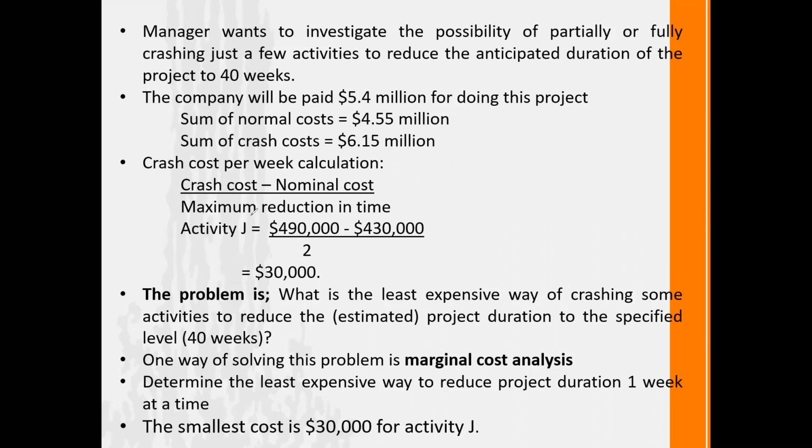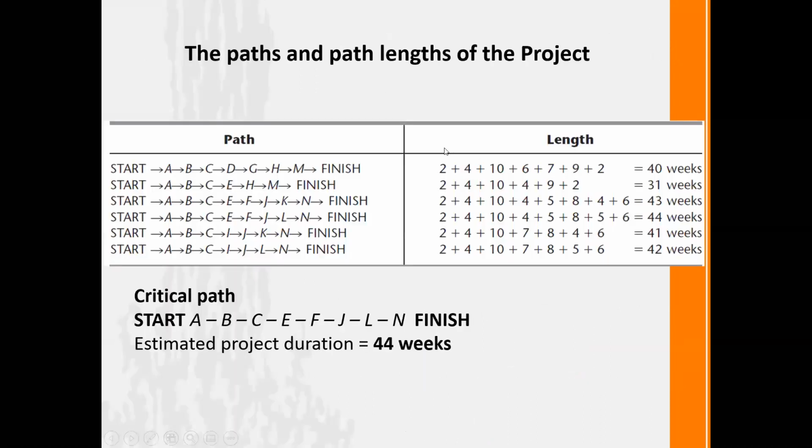Then we identify with our marginal cost analysis, with our crash cost per week analysis, project activity J can be reduced by 1 week with the minimum cost of $30,000. Compared with the other activities' cost reduction, this is the lowest crashing cost value. Therefore, the smallest cost is 30,000 for activity J, and activity J is in our critical path, if my memory is correct. Now here, this is our critical path, and J is also within the critical path.